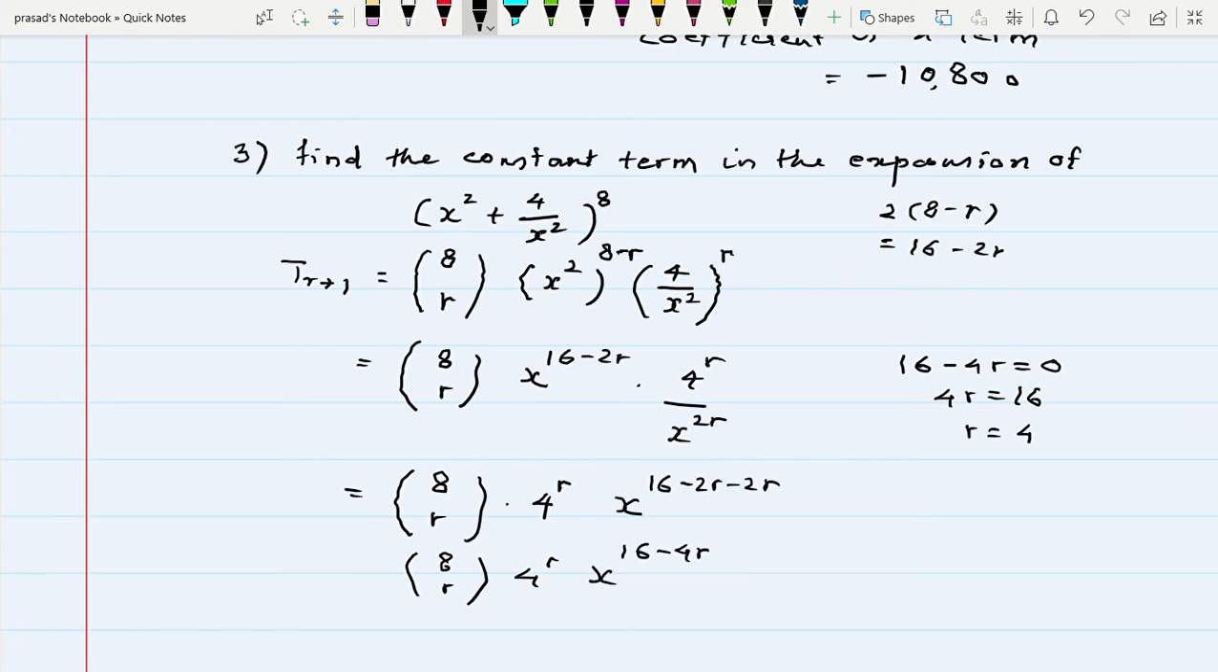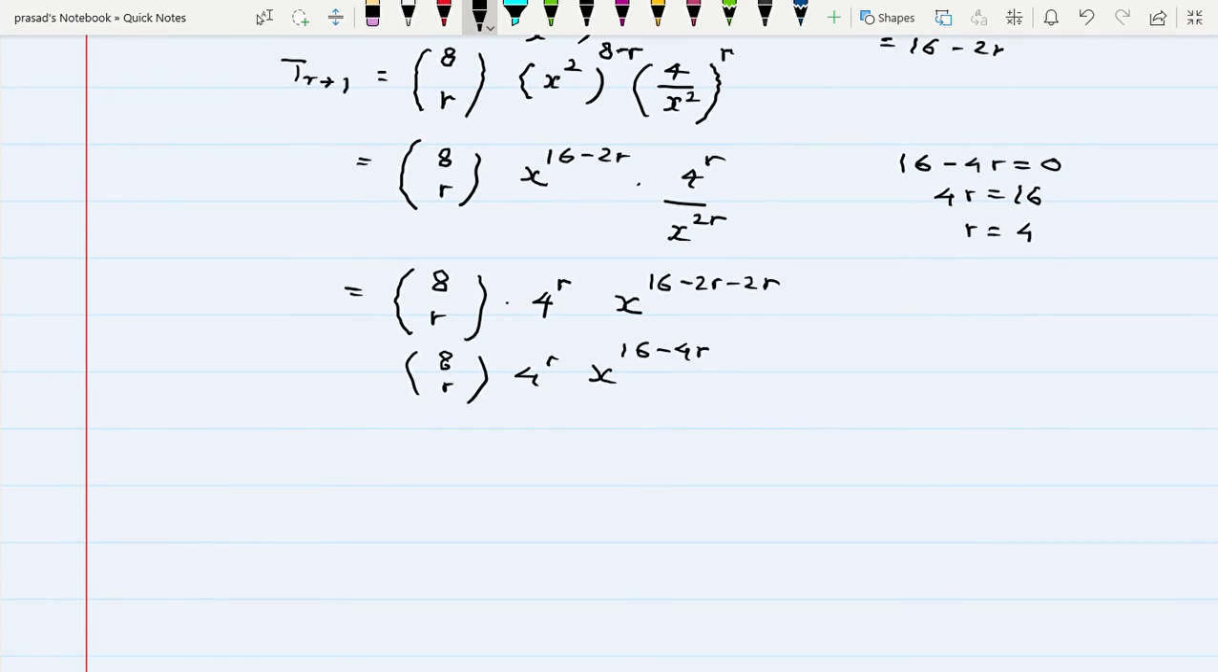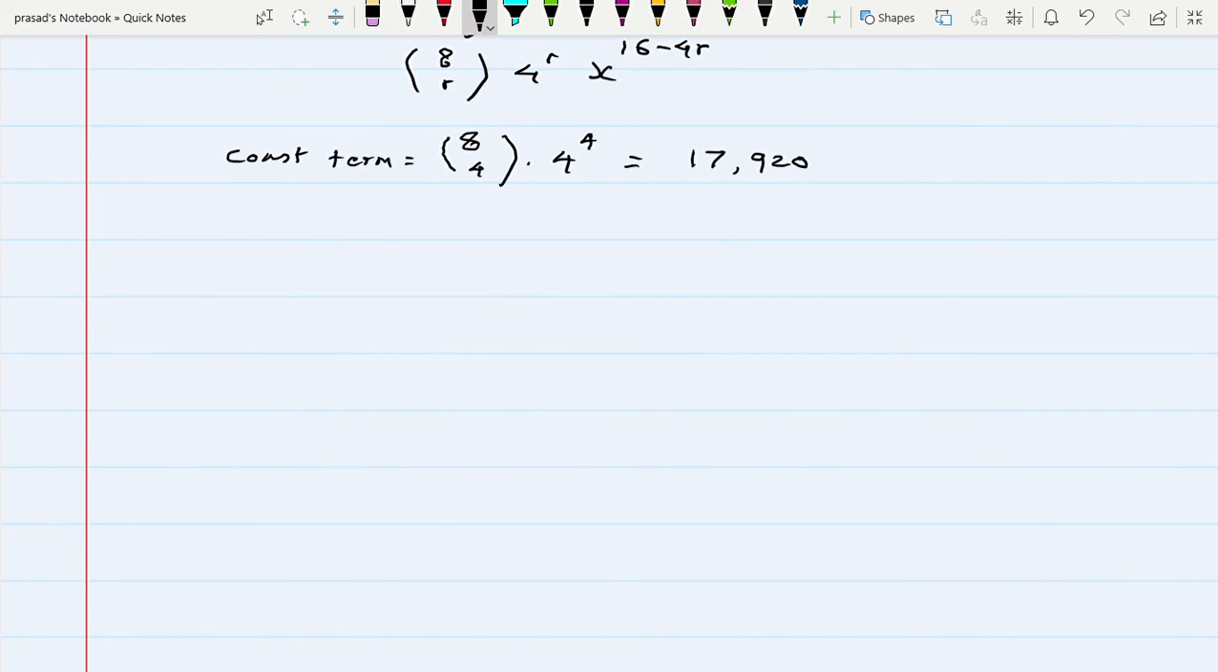Now this r equal to 4, I'll put back in my term, and that is 8c4. That means the constant term in this expansion will be 8c4 into 4 to power 4. Obviously, x to power 0 is 1. And if you find this out, it will be 17,920. So the constant term in this expansion will be 17,920.